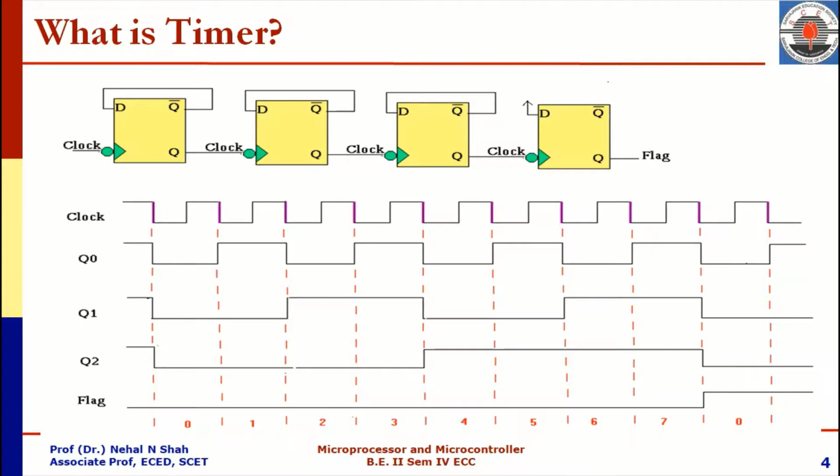Timer can be generated using D flip-flop, JK flip-flop or T flip-flop. So it depends on the manufacturer which kind of flip-flops are being used inside the timer for that specific hardware circuit.